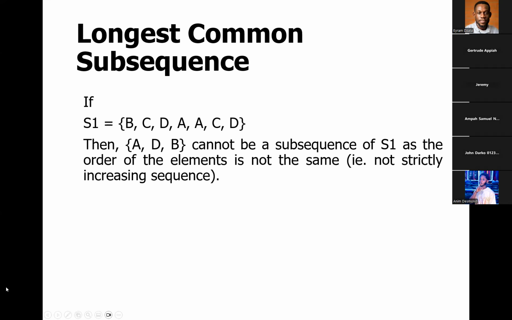What it means is that when we look at the order of this sequence and at this subsequence, you can clearly tell that if we take A as the first element and try to trace the sequence, it's not in the same order as the subsequence we have here, because the subsequence is ADB, and it's not in that increasing order.